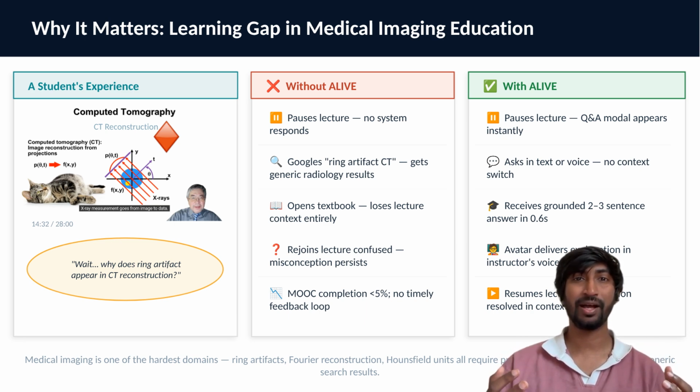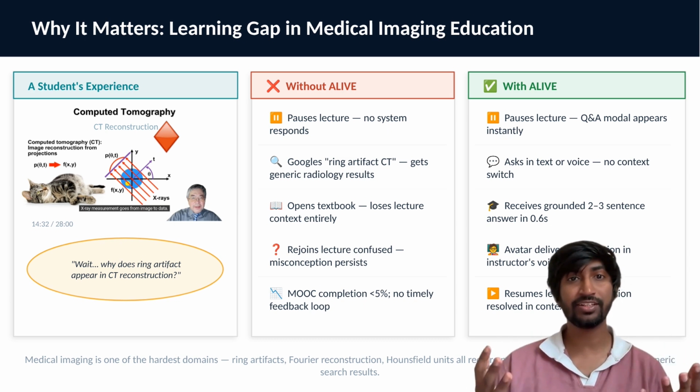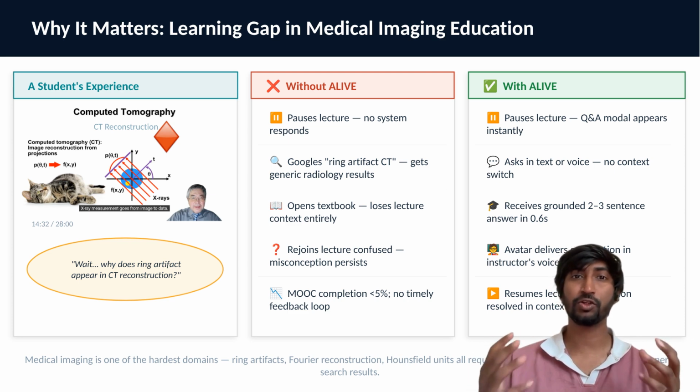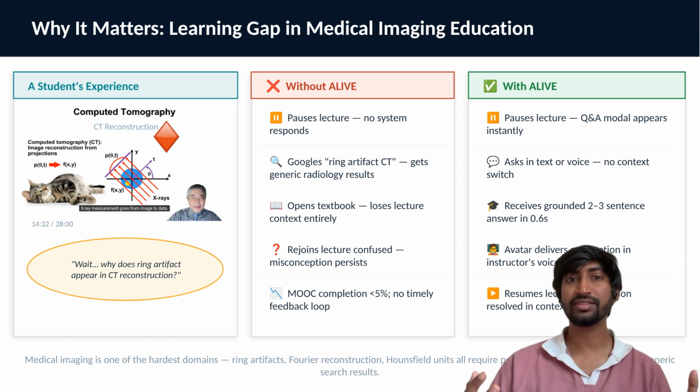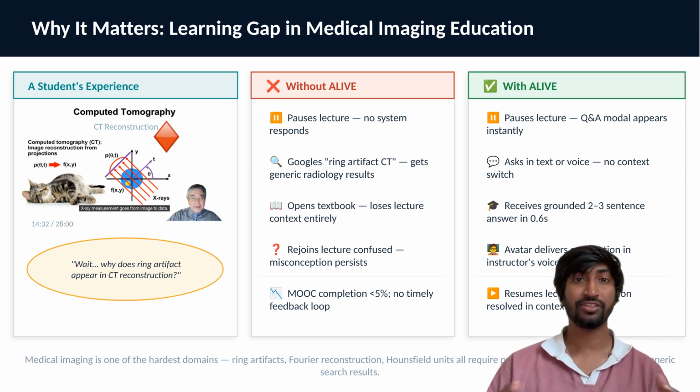Search results may be too generic. A textbook explanation may be correct, but it may not match the exact slide or the instructor's explanation. If the student continues watching while confused, that misunderstanding may affect later topics such as artifact correction, image quality, and diagnostic interpretation. Many online learning environments also struggle with limited timely feedback. So the problem is not only access to content, but access to contextual help at the moment of confusion.